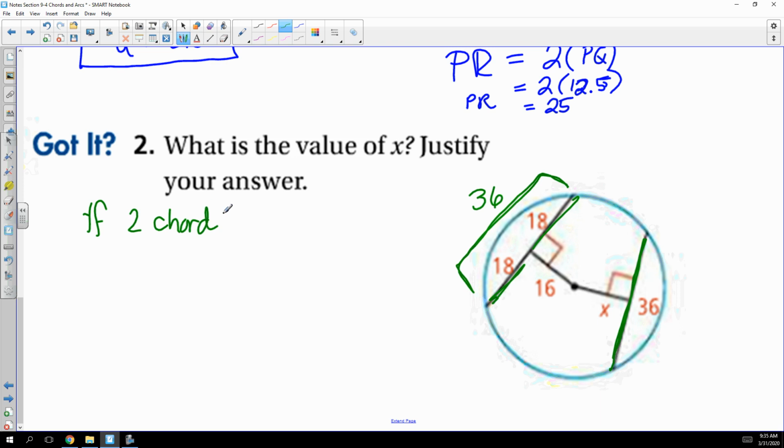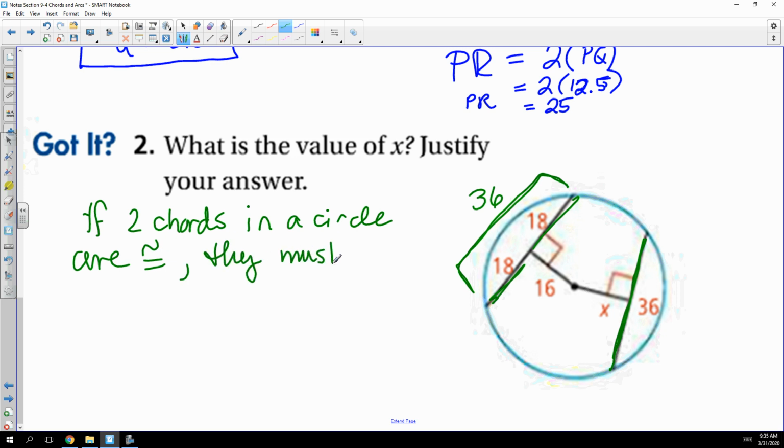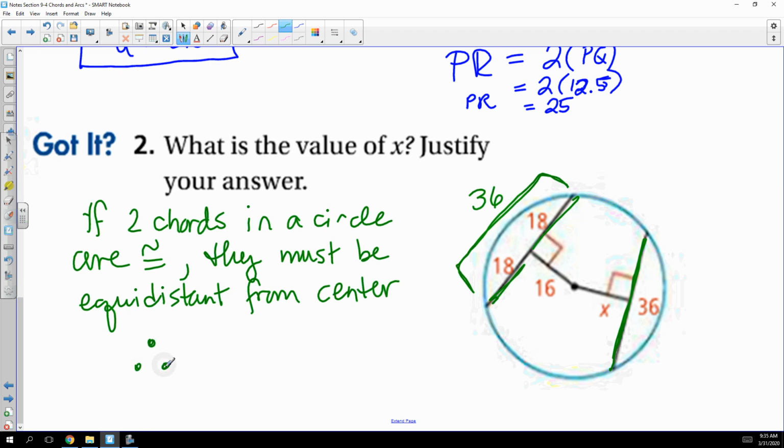So if two chords in a circle are congruent, they must be equidistant from the center. Therefore, remember those three dots mean therefore, x is equal to 16, because this length right here is 16, which is the shortest distance from the center to that particular chord that is 36.